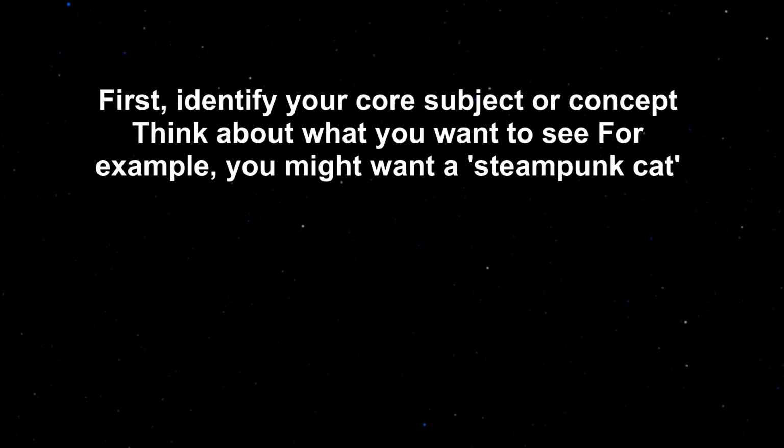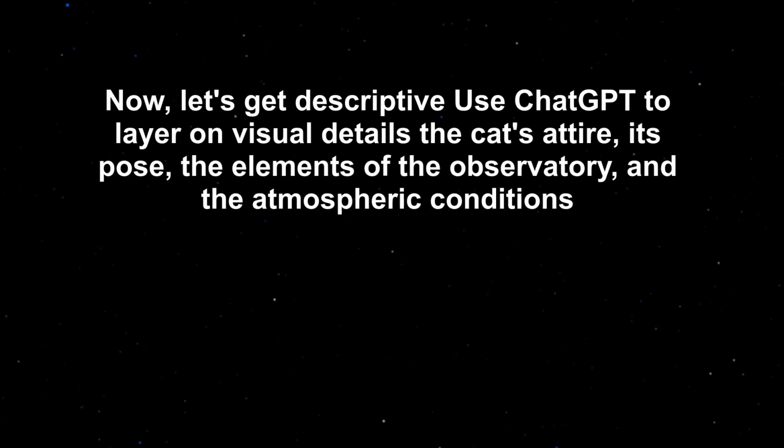Think about what you want to see. For example, you might want a steampunk cat. Now, let's get descriptive. Use ChatGPT to layer on visual details: the cat's attire, its pose, the elements of the observatory, and the atmospheric conditions.